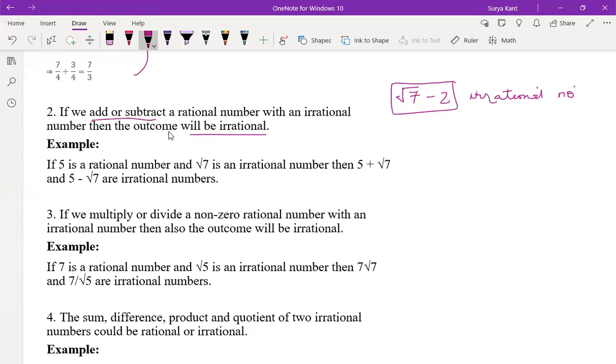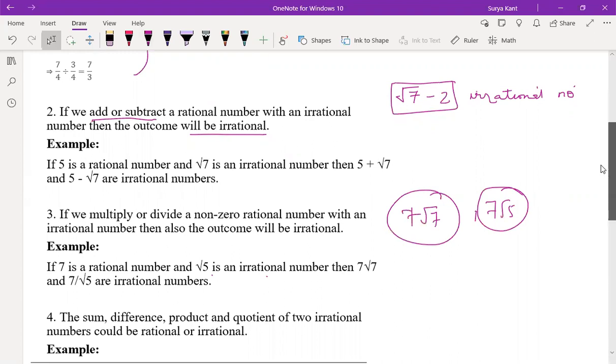If we multiply or divide a non-zero rational number with an irrational number, then also the outcome will be irrational. Suppose 7 is a rational number and root 5 is an irrational number. Then you multiply 7 root 5. This is also what? Irrational number.